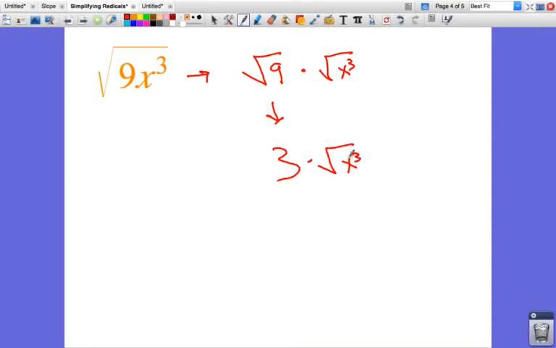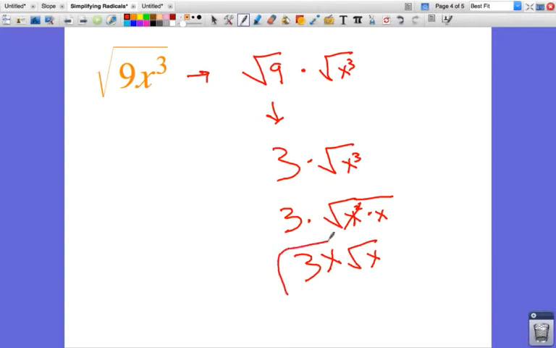Now I've got to figure out, can I pull out any perfect squares from x to the third power? I can pull out an x squared, because this is the same thing as 3 times x squared times x. And we know that if I were to take the square root of x to the second power, it's just going to be x. So that's going to bring an x to the outside times the square root of x times 3. So I have 3 times x times the square root of x is my final answer. So 3 times x times the square root of x.